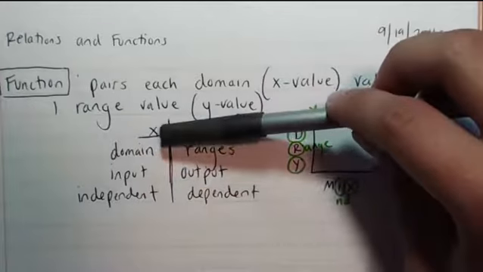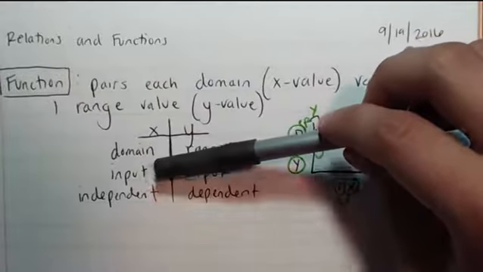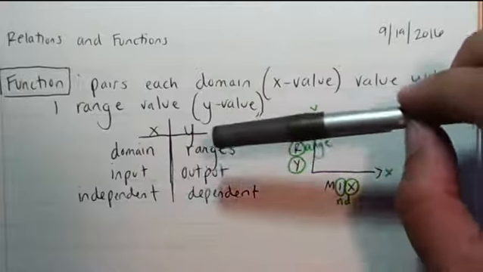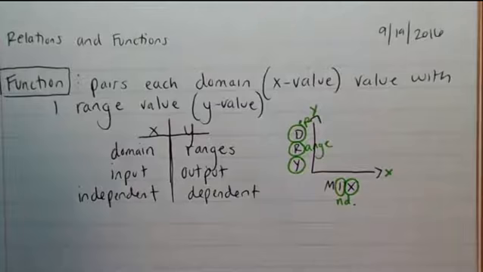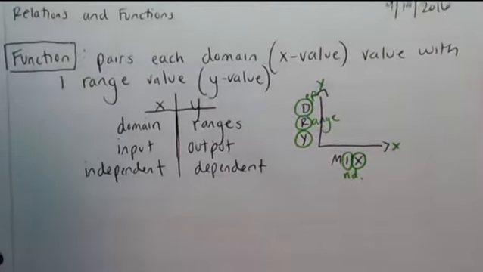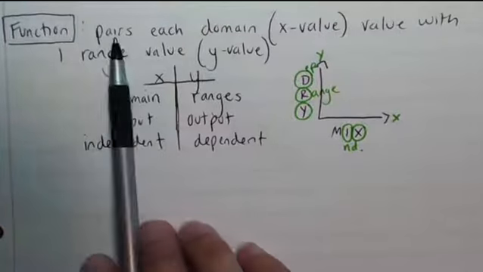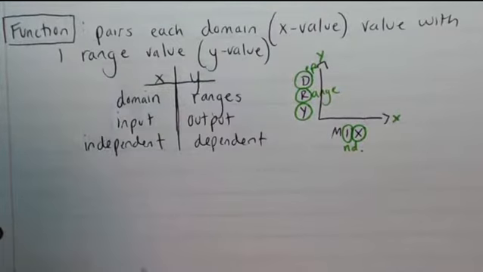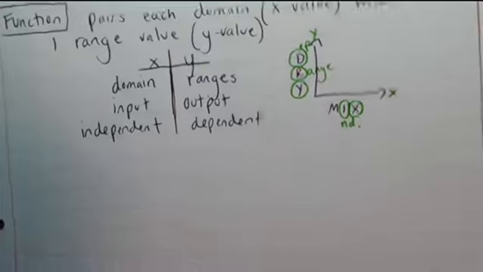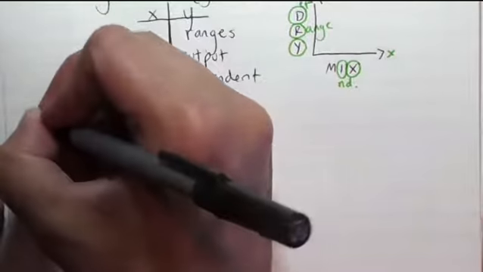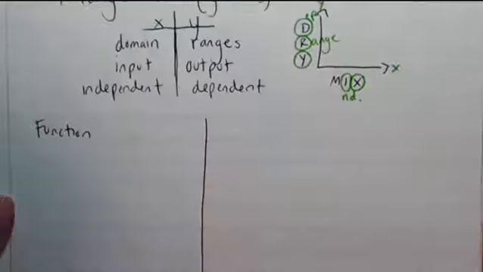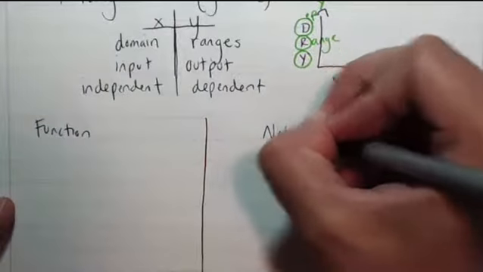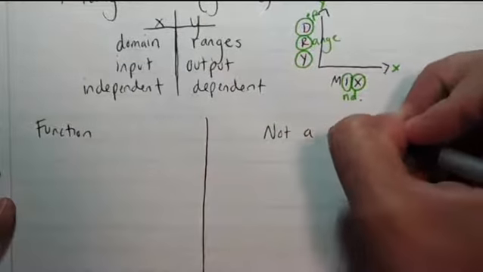Okay, but again, x values are domain, input, and independent variables. Y values are the ranges, output, and dependent variables. So you're going to hear a lot of domain and range for right now. So let's talk about what is a function and what's not. Now again, a function pairs each domain value with one range value. So we're going to make a T-chart, and I want you to write function on the left and not a function on the right.